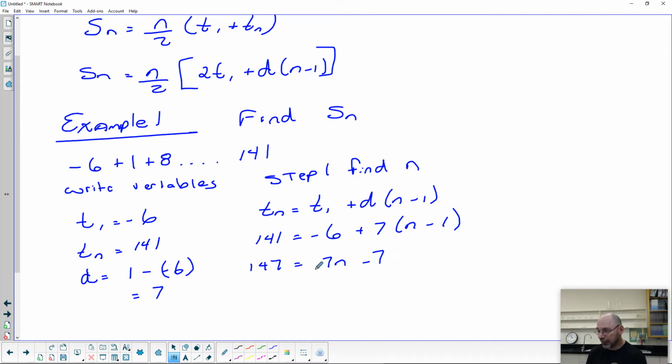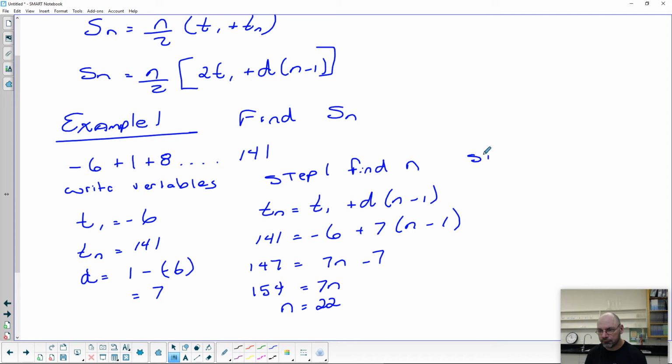Okay, so if I do that, add 7, we get 154 equals 7n. Divide by 7 to get our n. 154 divided by 7 is 22. So now we know what the n value is. So now we can use Gauss's formula up here to figure out the sum.